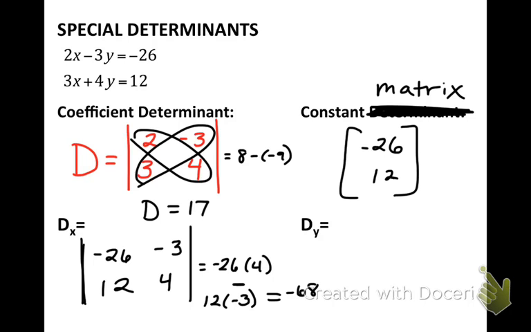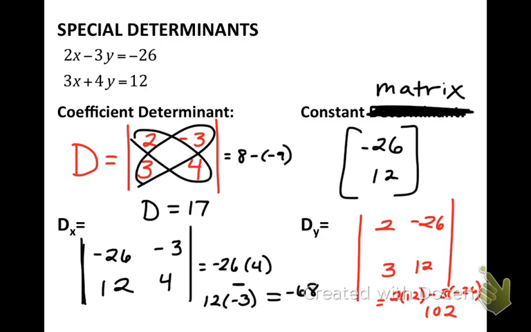To find your D sub y determinant, where do you think we're going to put the constant matrix? In place of the y coefficients. So now my new matrix is going to be, first column will stay the same, 2, 3. Second column will become negative 26 and 12. Finding the determinant there, 2 times 12 minus 3 times negative 26. So I'll just let my calculator do the work. Sorry if you guys can't see. 2 times 12 minus 3 times negative 26 gets me 102.